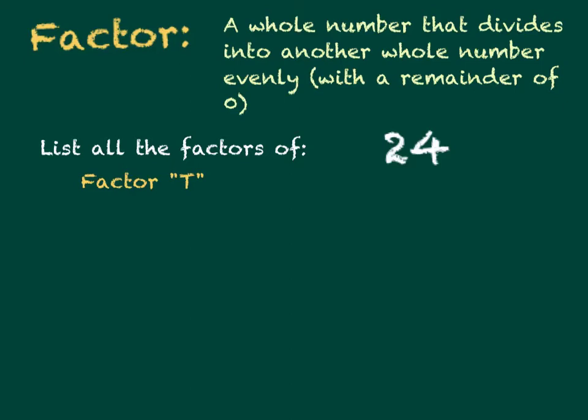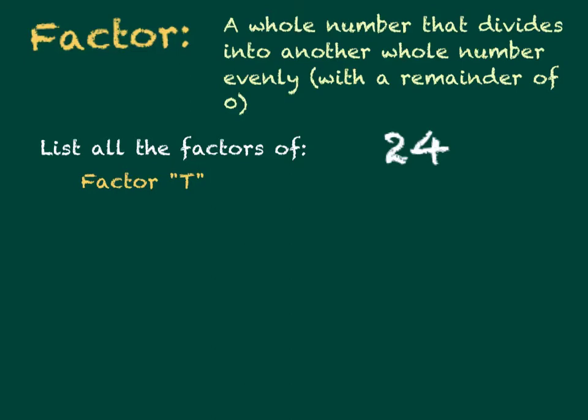In order to accomplish the goals of today's lesson, we want to know what a factor is. A factor is simply a whole number that divides into another whole number evenly, meaning that it has a remainder of 0. Oftentimes we're going to be asked to list all the factors of a number. I find that the easiest way to do this is to use something called a factor T.